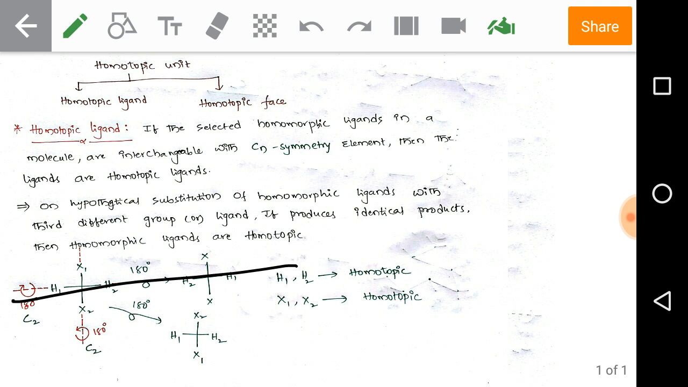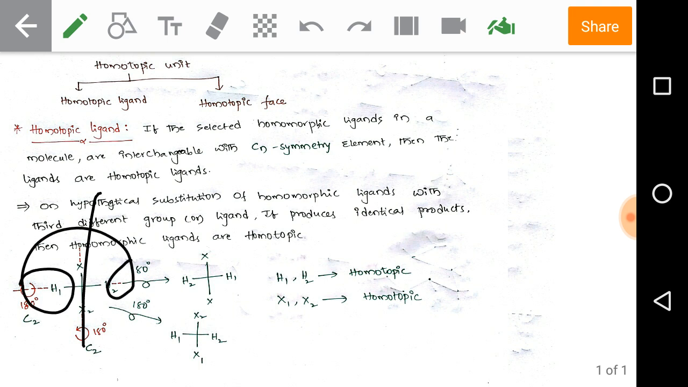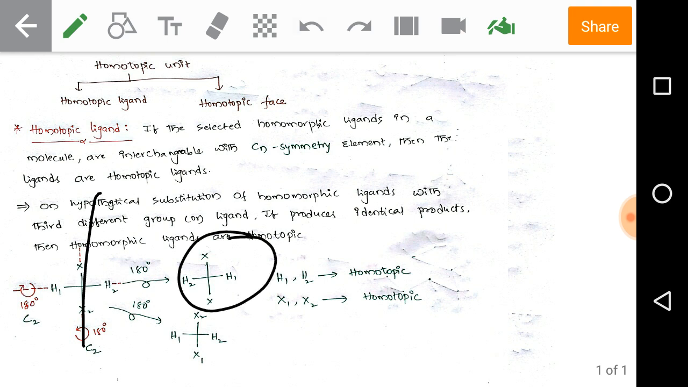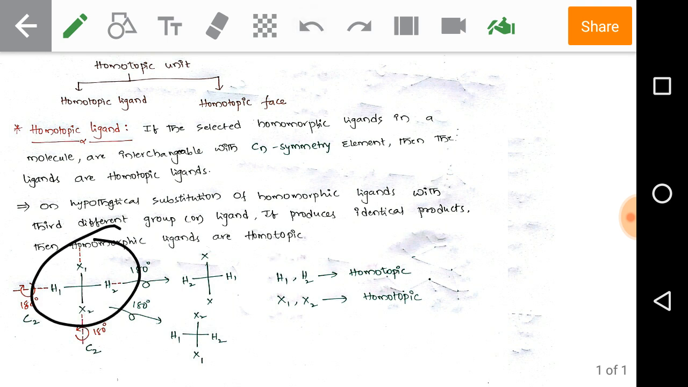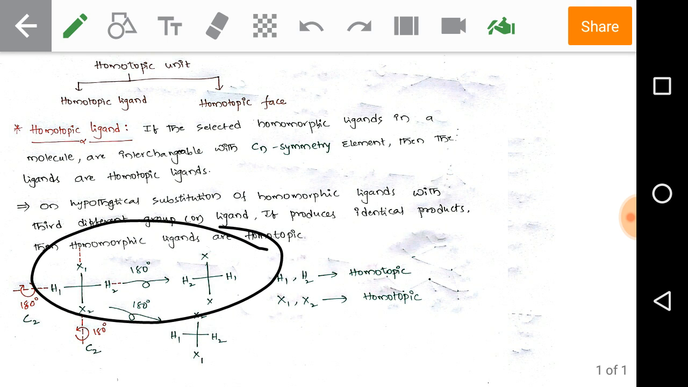If we consider the C2 axis through the two X's, that means on the vertical line, by rotating it, H2 takes the position of H1 and H1 takes the position of H2. So if we remove the labels on the hydrogens, we get the same molecule as the parent one, or the substrate. By the C2 rotation, we are getting two similar molecules, that means the substrate and the product are the same. Okay, these two are the same.